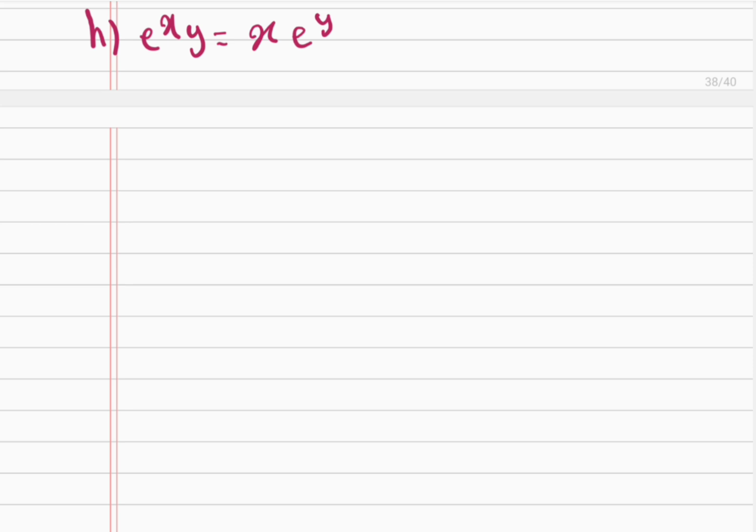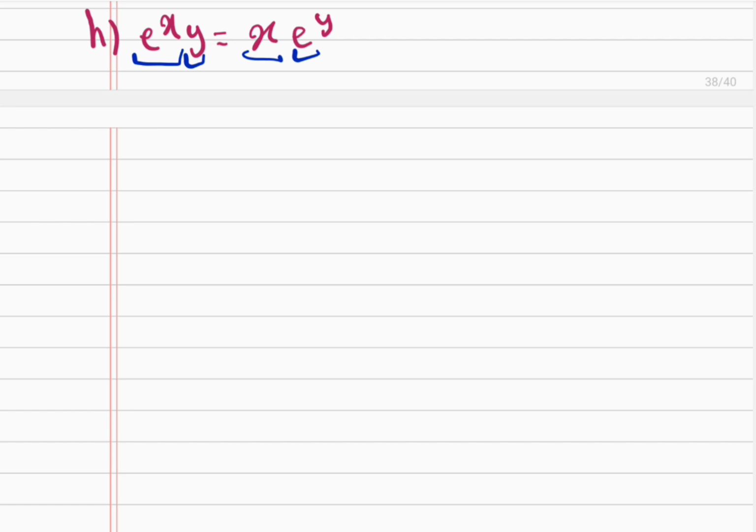Again, it's implicit differentiation, and we actually need to use the product rule in this case, because on both sides we have two functions. We have e to the x times y, and here we have x times e to the y. So we need to use the product rule twice.